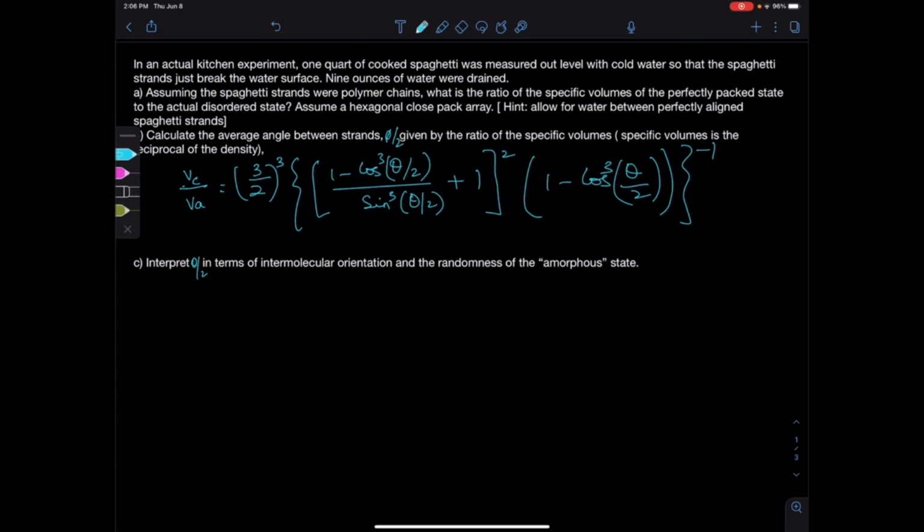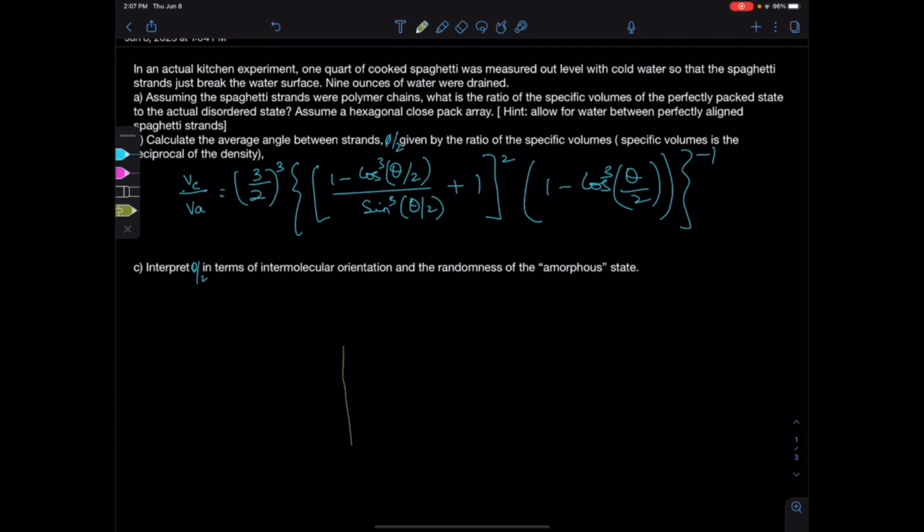Calculate the average angle between strands, theta by 2, given by the ratio of the specific volumes. Specific volume is the reciprocal of the density. Interpret theta by 2 in terms of intermolecular orientation and the randomness of the amorphous state.